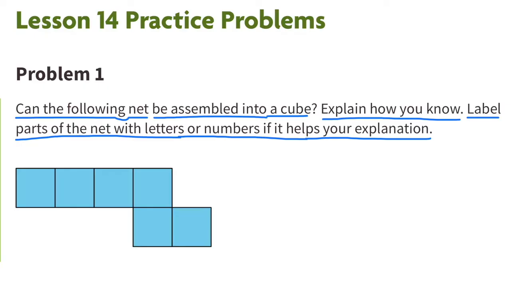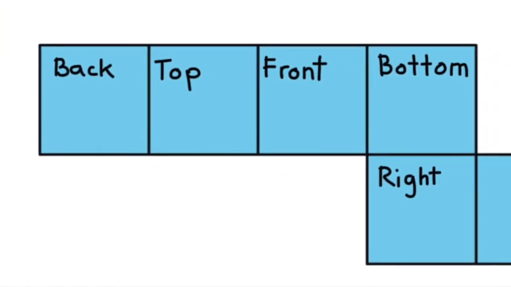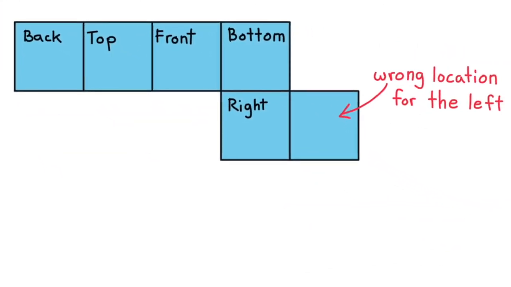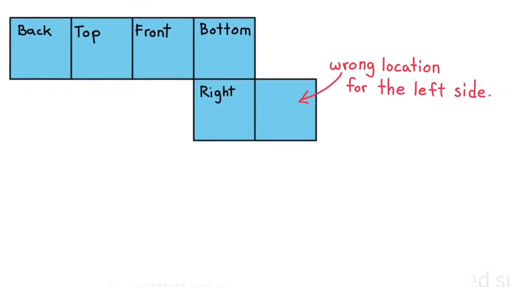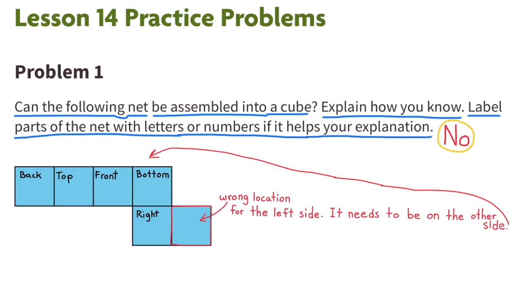Number 1. Can the following net be assembled into a cube? Explain how you know. Label parts of the net with letters or numbers if it helps your explanation. I labeled the sections the back, the top, the front, the bottom, and the right. But this last section here is in the wrong location to be the left side. It needs to be located on the other side for this net to assemble into a cube. So no, this net cannot be assembled into a cube.